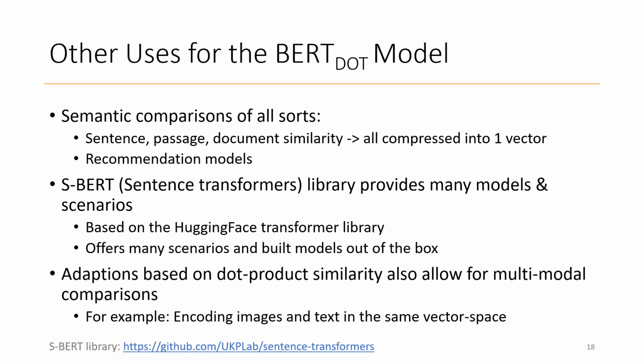And then finally, adaptations on this architecture also make it possible to do multimodal comparison. For example, if we want to encode images and text into the same vector space, we can just swap out one part of the BERTDOT model for, let's say, a pre-trained computer vision encoder, and then train this model to move both vectors in the same vector space.